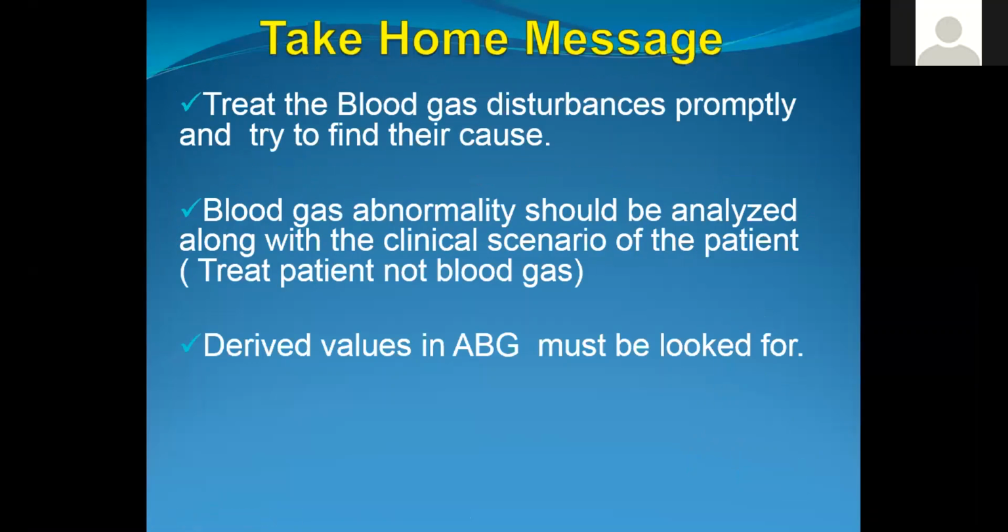So I finished all scenarios now. This is almost the final slide. We have to know from this slide that blood gas disturbances should be treated promptly and you should try to find the cause, and always concentrate on the cause because it's a crucial item for management. The blood gas abnormality should be analyzed together with the clinical scenario of the patient. Always treat the patient, not just the blood gas, and always correlate between the blood gas and your patient. And the blood gas values should be looked at, as we mentioned before.